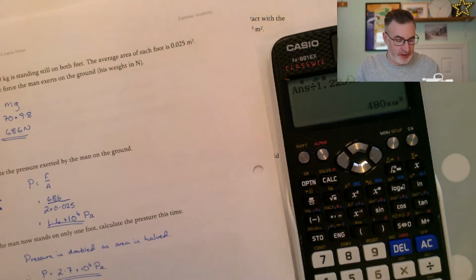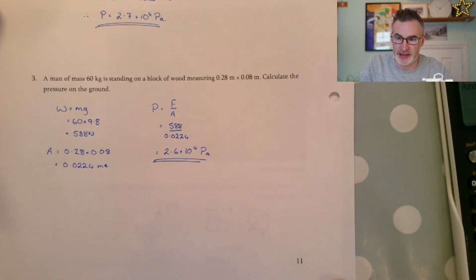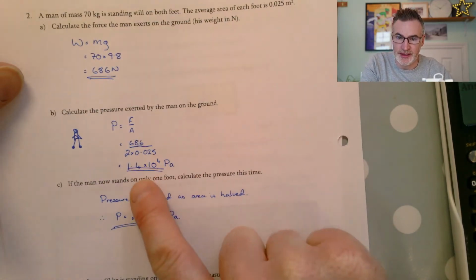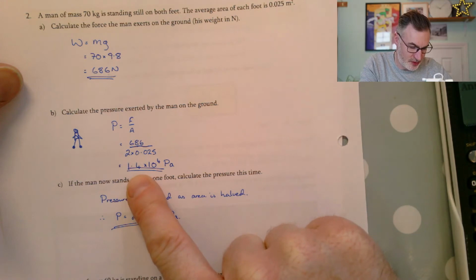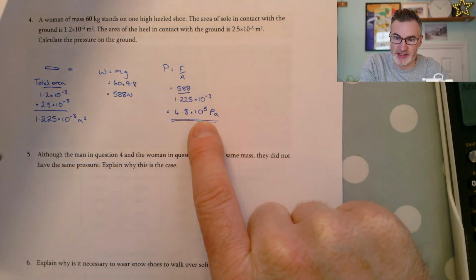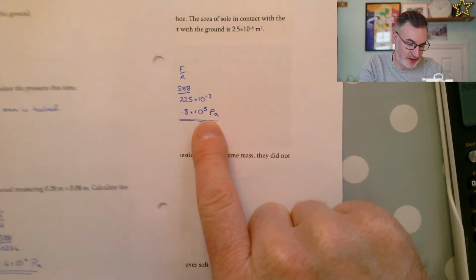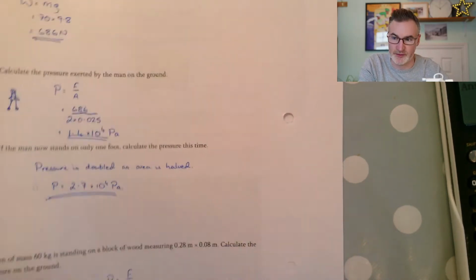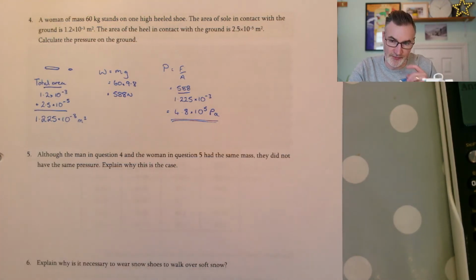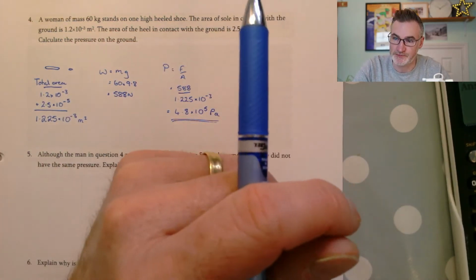So if we compare the two of these, look at this. In question 3 we had a man standing on a block of wood, the man stands on the floor. Now he exerts a pressure of 1.4 times 10 to the power of 4, whereas in this case we have 4.8 times 10 to the power of 5, and so that's a factor of 10 bigger. We've got times 10 to the 5 there and times 10 to the 4 there, so there is a factor of 10 times more pressure from the woman standing because of her choice of footwear.